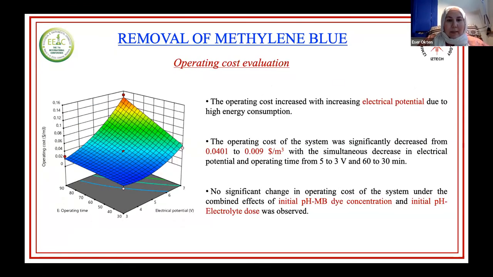When we look into the operating cost evaluation, the operating cost increased with increasing electrical potential, because that means that we are using up more electricity. The operating cost of the system was significantly decreased from $0.04 to $0.009 per cubic meters, with a simultaneous decrease in electrical potential and operating time from 5 to 3 volts and 60 to 30 minutes respectively. And no significant change in operating cost of the system under the combined effects of initial pH and methylene blue dye concentration and initial pH and electrolyte dose was observed for those dual combined effects.